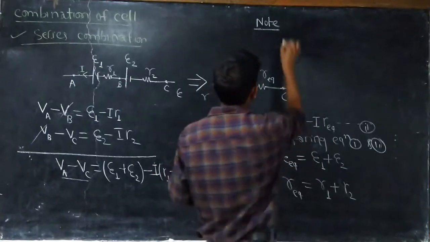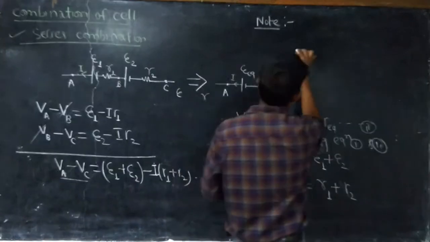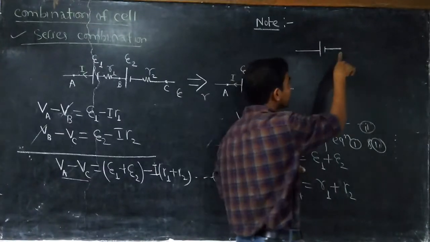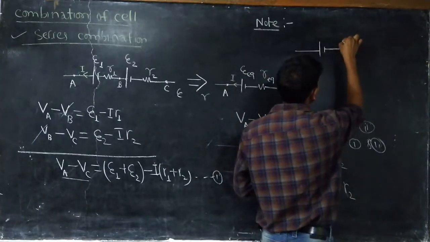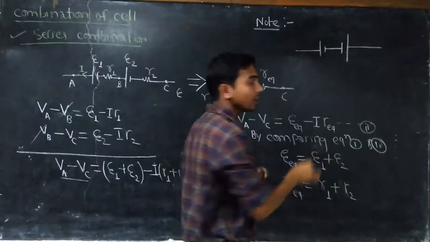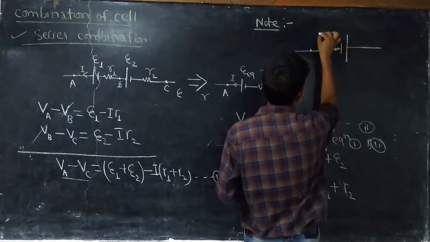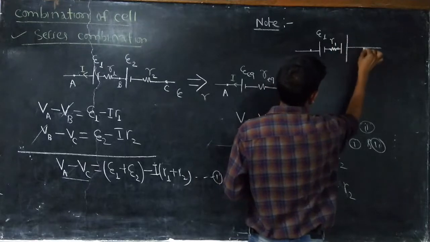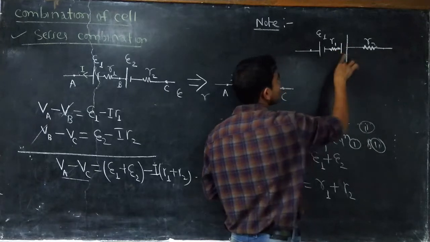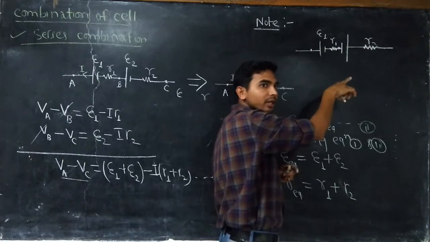Suppose the combination is not like that, the combination is like this. This is the positive terminal of the first one, the negative terminal of the first one, and this negative terminal is also connected to the negative terminal of the second one. So we have to draw the resistance also here. This is your E1, R1, this is your R2. So here the negative terminal of the first battery is connected to the negative terminal of the second battery, right?